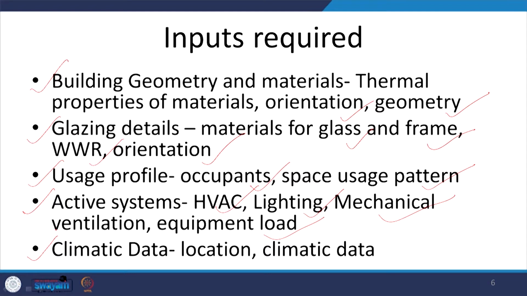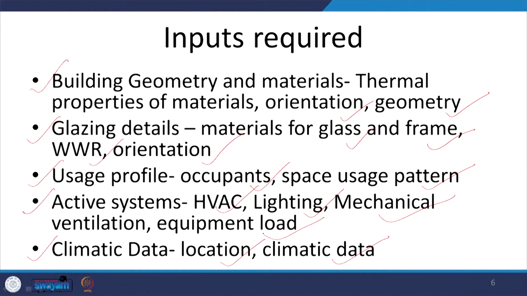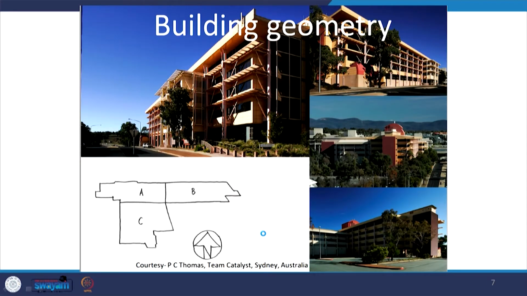So, we have already seen what all are the components of climatic data. So, including the temperature, rainfall, humidity, solar radiation, wind speeds, the directions. So, all of that, ground temperature, surface temperatures, all of that will be part of climatic data, which is usually dependent upon location. So, we will have location as well as climatic data when we are talking about the climatic data. Let us quickly go over each one of these and understand what is required.